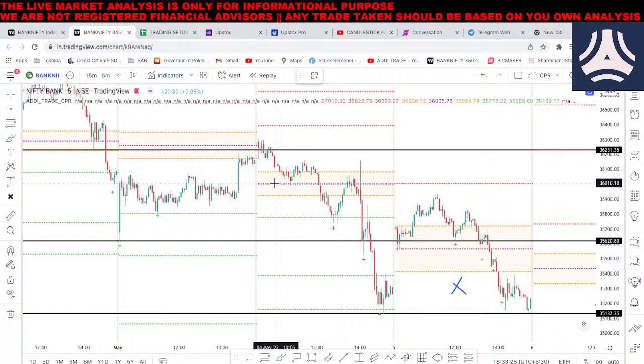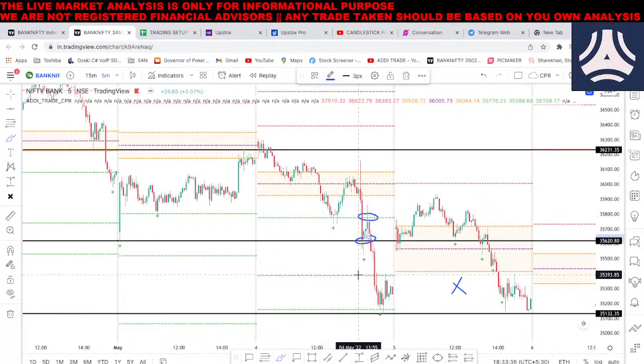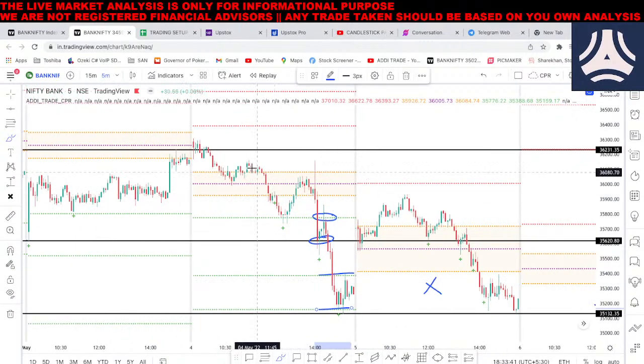The next trade was when the S1 and the previous day low broke. We could have taken a trade until S2, and when S2 broke, we could have taken a trade until S3. If somebody had shorted in the morning and waited until the end, definitely they would have made money. But based on our CPR, we enter here and exit, or we can even use a trailing stop loss. Now this made a high, so we could have kept the trailing stop loss here.